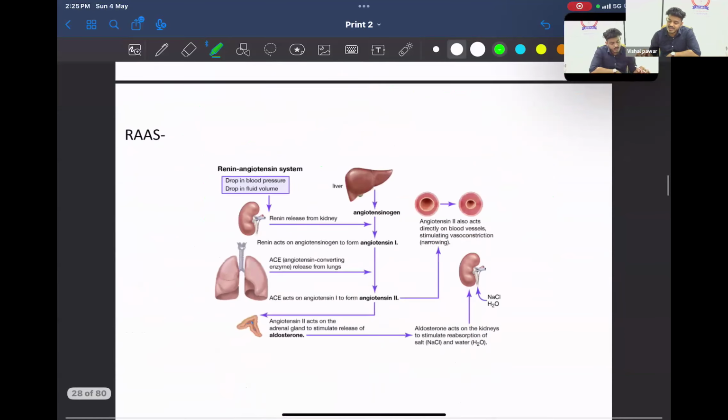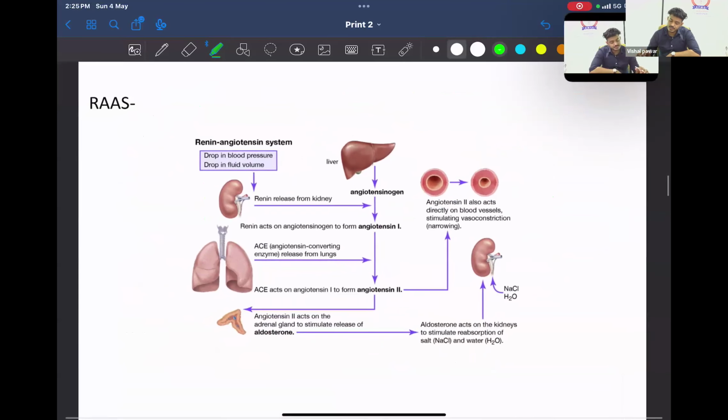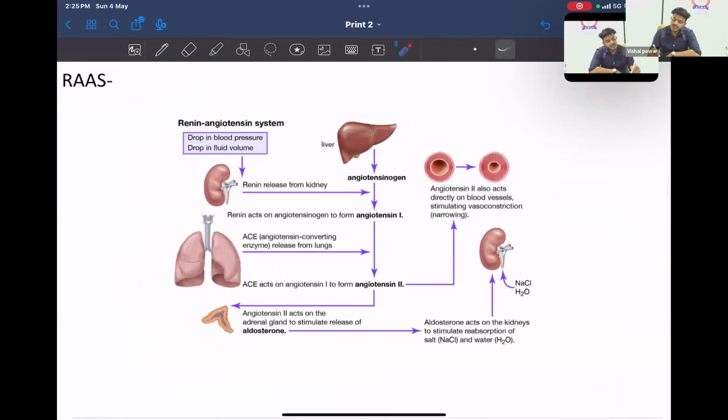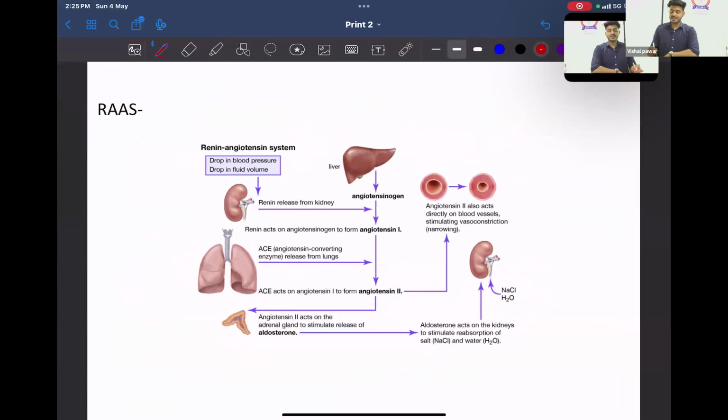After bladder comes the last part. This is going to be your RAS system. So what is this RAS? We have already discussed the sympathetic nervous system. What do you know about the sympathetic nervous system? Beta 1 is present at two places. One is on your heart. Second is in your kidney. It is going to release what? Renin.